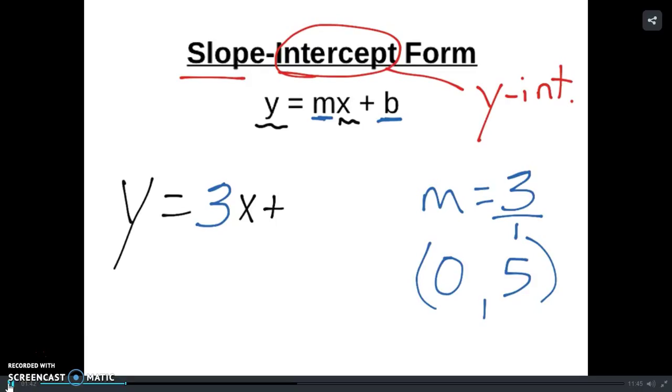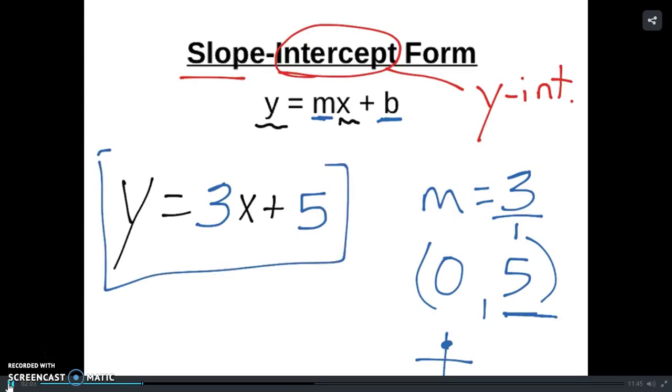And the y-intercept is the y value here. If they're giving you an intercept, it has to be the y-intercept. So if we were to graph this point, it'll go over 0 and up 5. So that is on the y-axis. So I know that this intercept is fine, and that would be an intercept of 5. And this is the equation then of my line.